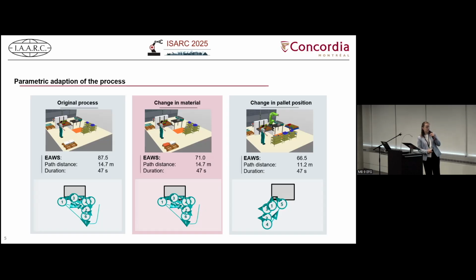When you then change the pallet position from originally here to here, this changes also the spaghetti chart, as the worker is doing a completely different walk path. And this has influence on the EAWS score as well.